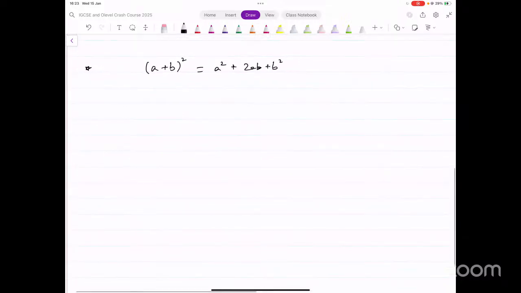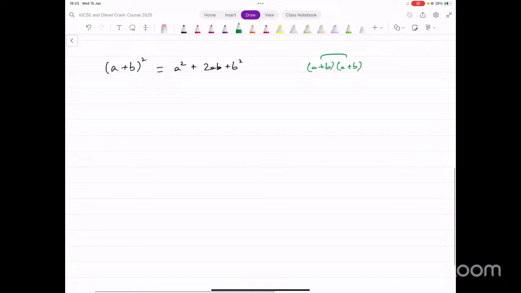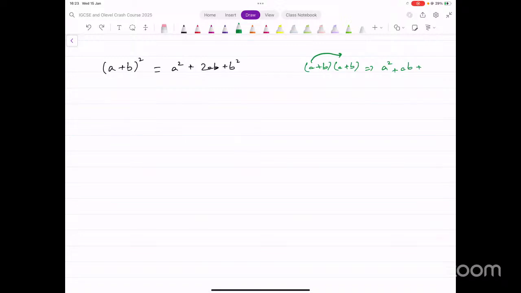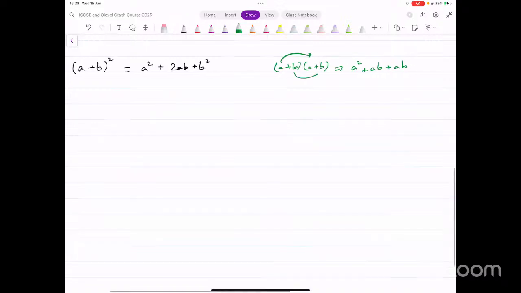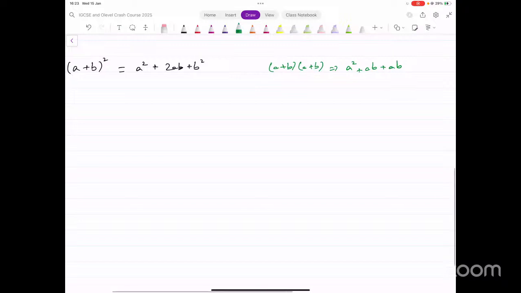A plus b whole squared is basically just a plus b into a plus b, right? A plus b whole squared is the same thing as a plus b times a plus b. How do you multiply these two brackets? You multiply a with each term in the second bracket. That gives you a into a, which is a squared, plus a into b, that's ab, plus b into a, that's ba or ab. That's the same thing. We are multiplying. It doesn't really matter which one we write first. Plus b into b, that would be b squared.